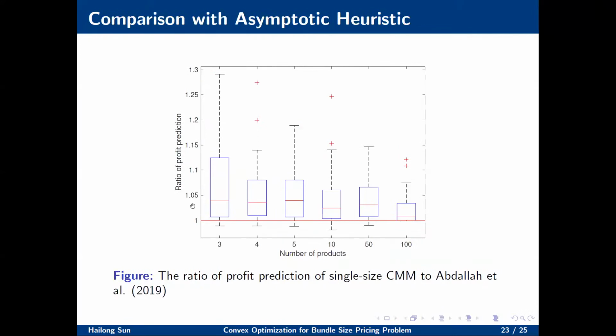So we also compared with their approach for the single size pricing policy. Single size pricing policy simply offers only one size of bundle. In fact, solving a single size BSP under CMM is quite straightforward. It actually reduces to a single dimensional root finding problem. So here we vary the number of products from 3 to 100. And you can see that our approach still outperforms theirs.